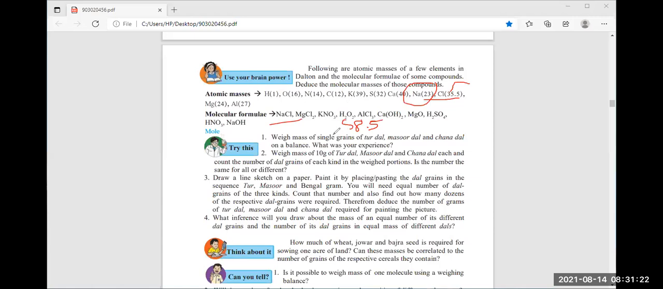Then MgCl2, magnesium chloride. So what is magnesium? 24. Chlorine's 2, 35.5 into 2 will get us 71. 71 plus 24, its molecular mass is 95. Getting it? Yes or no?